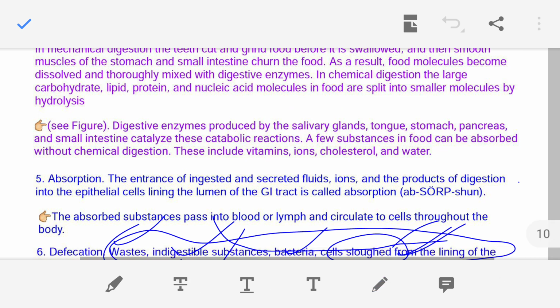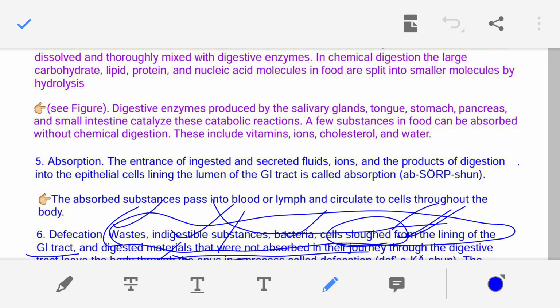And what happens once the food is digested? Some of the food substances are absorbed directly, without chemical digestion. There are some food substances that can be absorbed, and this includes the vitamins, ions, cholesterol, and water.